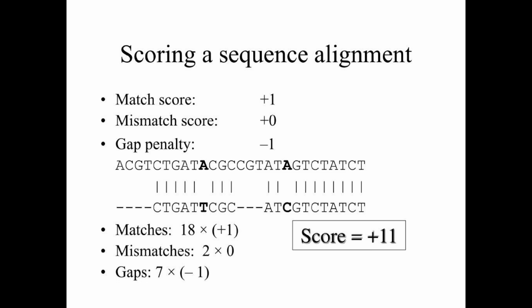Here we can see there are 18 matches found in this case. So 18 into +1, and there are two mismatches, given in the bold letters A and T, A and C, and nearly 7 gaps are available, 7 into -1. So 18 plus 2 into 0, 0 plus 7 into -1, -7. So 18 minus 7, the score is +11.